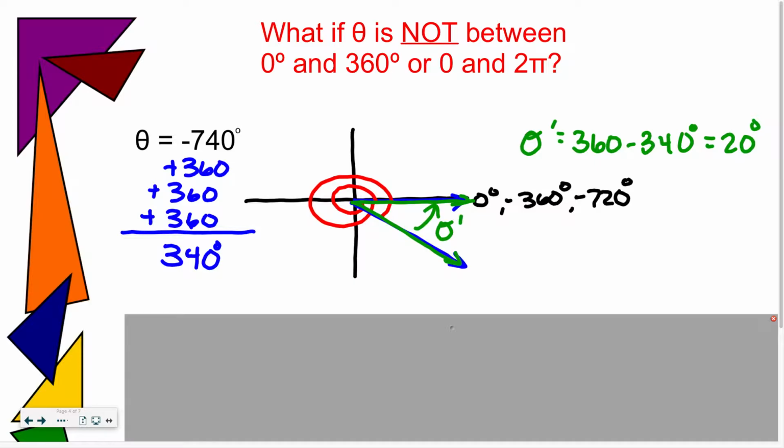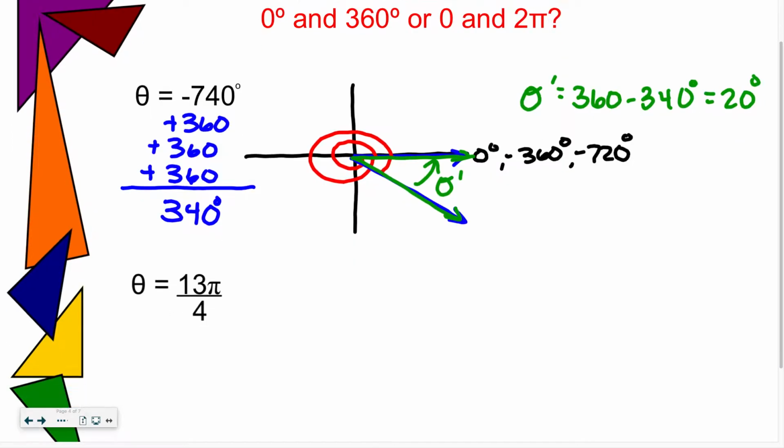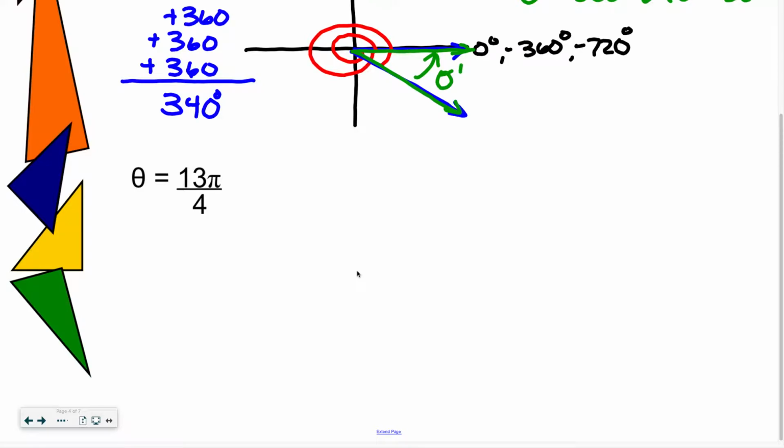We'll do one in radians. 13 pi fourths. Okay, think about where you would plot 13 pi fourths. You probably want to be labeling some things on your coordinate plane so you can get in the right spot. Try to avoid that conversion to degrees. You want to learn radians, so you've got to use radians.